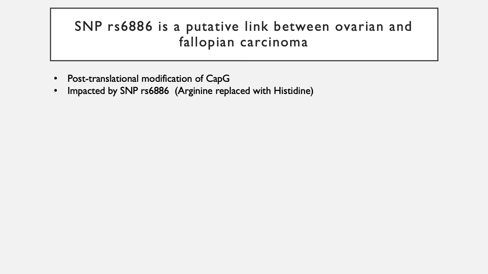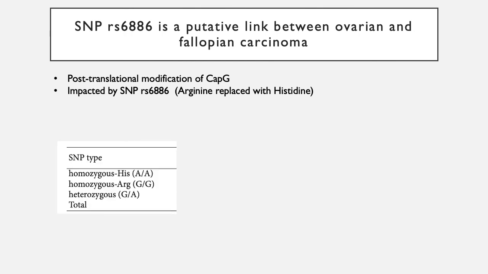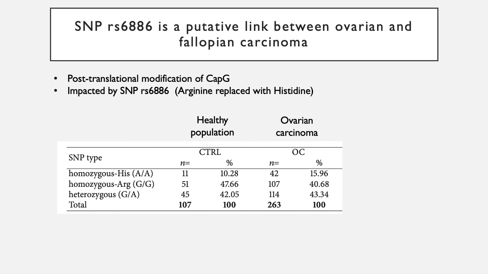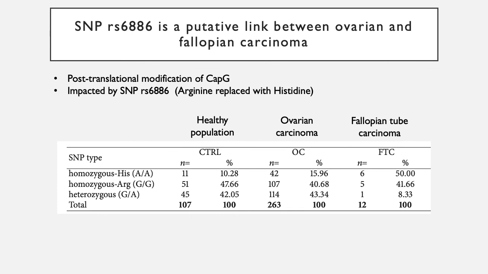Next, an association study was carried out to analyze allele frequencies for this particular SNP, in order to analyze its impact on various cancers. This was done by genotyping DNA samples from both healthy patients and those with ovarian or fallopian tube cancer. Here on the left, we have the different genetic variants, which are homozygous for histidine, homozygous for arginine, or heterozygous. And then here we have the frequency of these different genetic variants in the healthy group. Next is the frequency of these variants in a population of patients with ovarian carcinoma and patients with fallopian tube carcinoma. You can see there was a difference in the frequency of the homozygous A genotype in the OC patients when compared to the control.